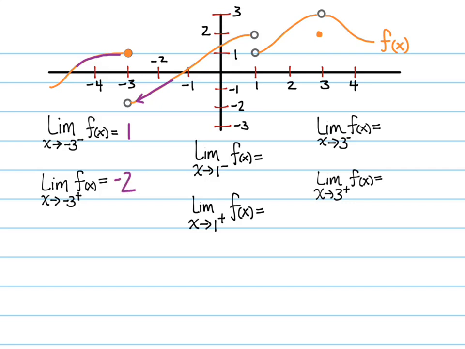Here we want to approach 1 from the left. And as we approach 1 from the left, it looks like our value is approaching 2. And as we're approaching 1 from the right, our value is approaching 1 for f of x. And lastly, as we approach 3 from the left or from the right, we're approaching the same y value. The y value that we're approaching is 3.